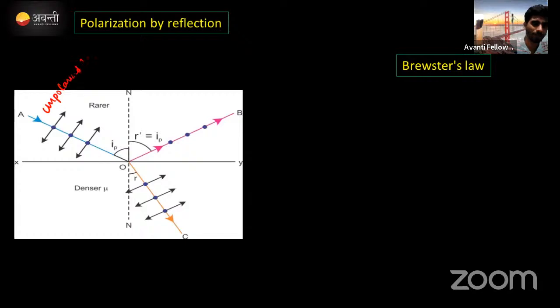Unpolarized light is incident on the XY surface. Below the surface is a denser medium; just think that it's a water medium. When it is incident, you know that there is no phase change after refraction.